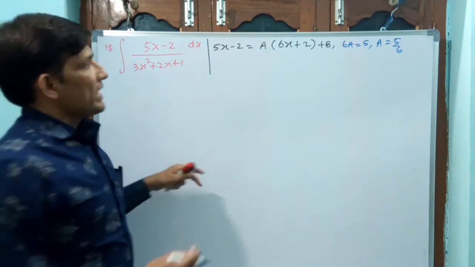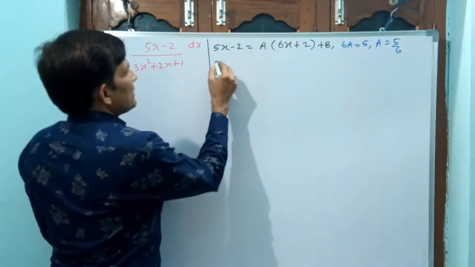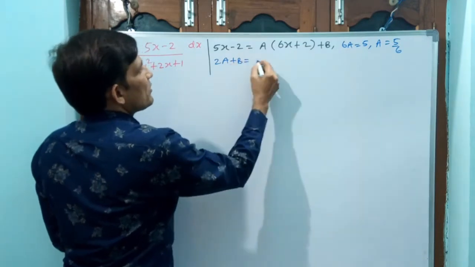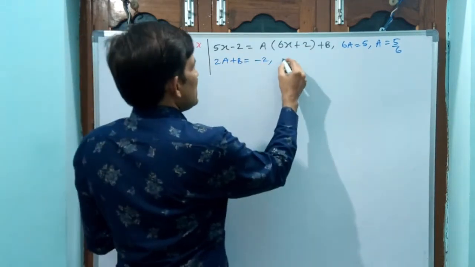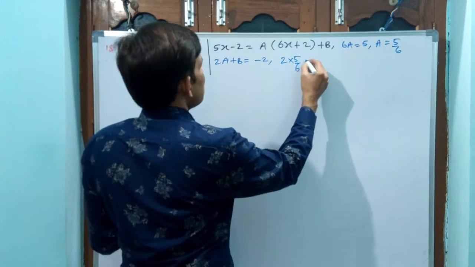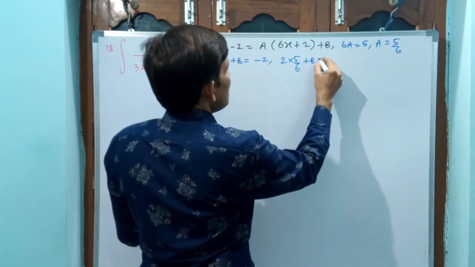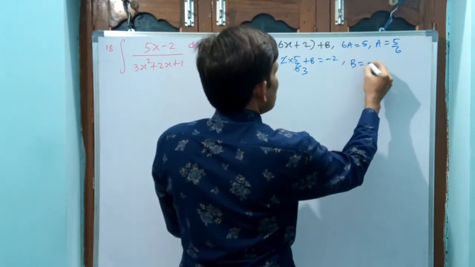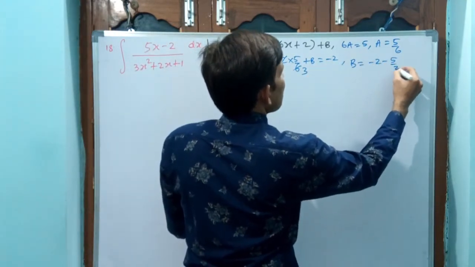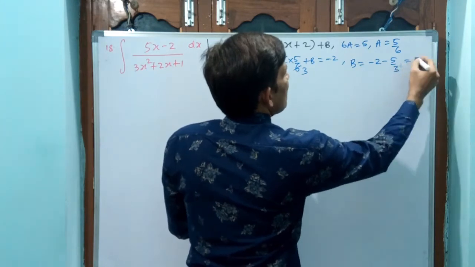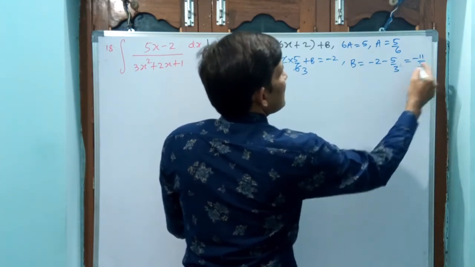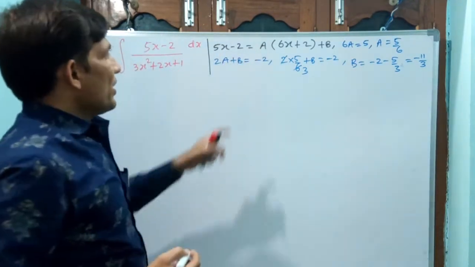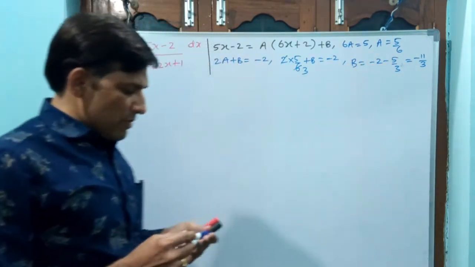Okay. Now again you see, 2a plus b is equal to minus 2. And 2 into 5 by 6 plus b is equal to minus 2. That means 3 times it will go. Then b is equal to minus 2 minus 5 by 3, that is minus 11 by 3. Minus 6 minus 5 is minus 11 by 3. That means a is equal to 5 by 6, b is equal to minus 11 by 3.